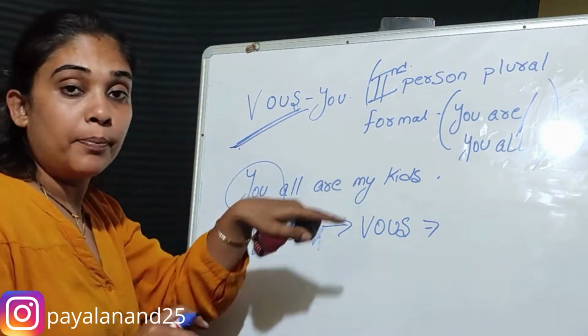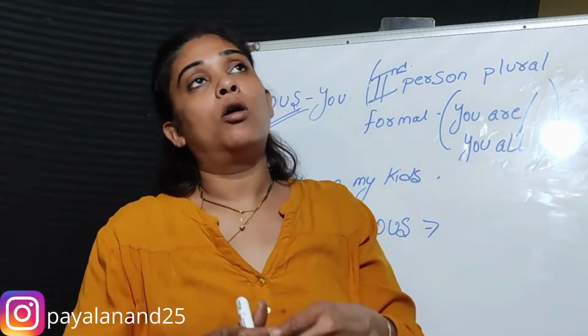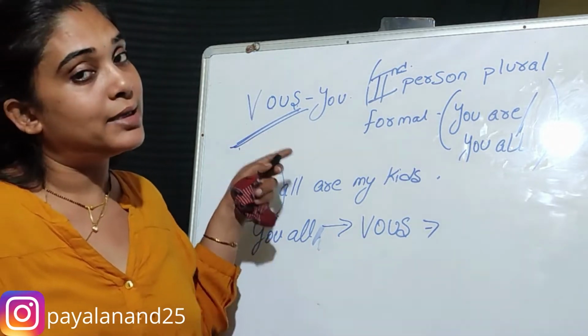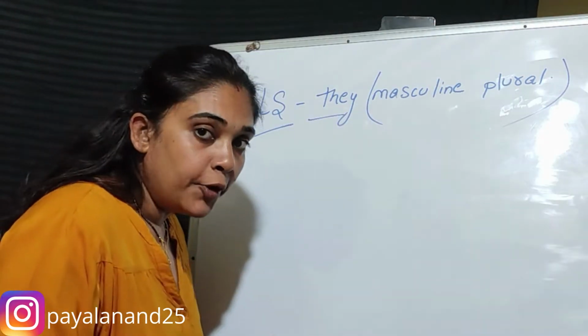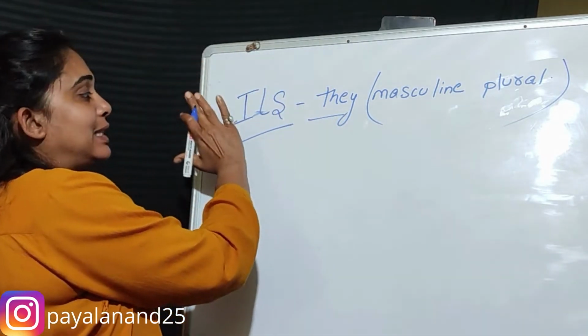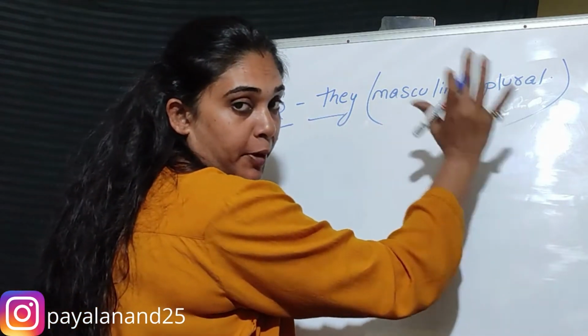And if it's in a plural form, like a lot of kids are sitting in front of me or a lot of professors are in front of me, I have to represent it by saying "vous". The plural of "he" is "they" in English, and that is "ils" in French, masculine plural.